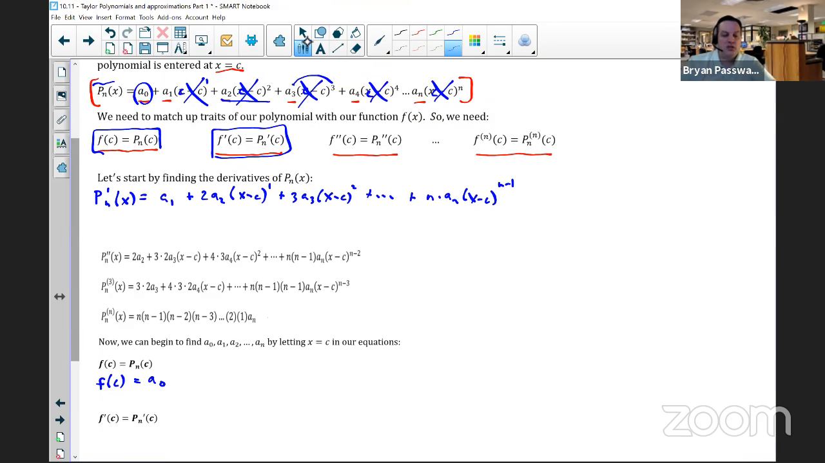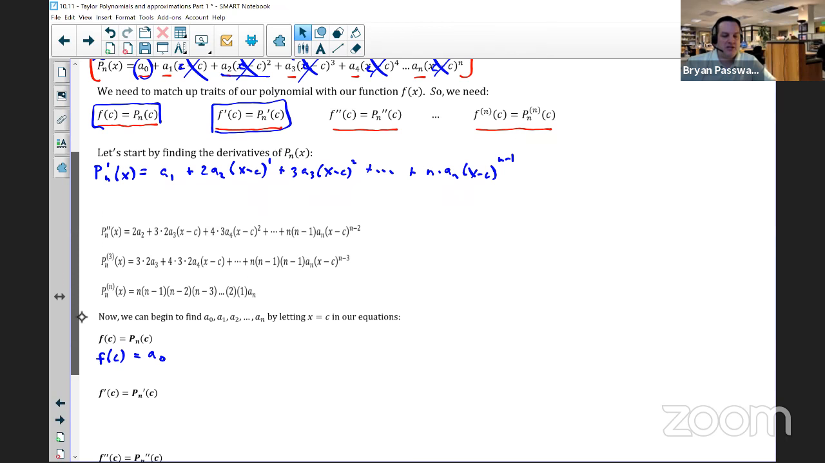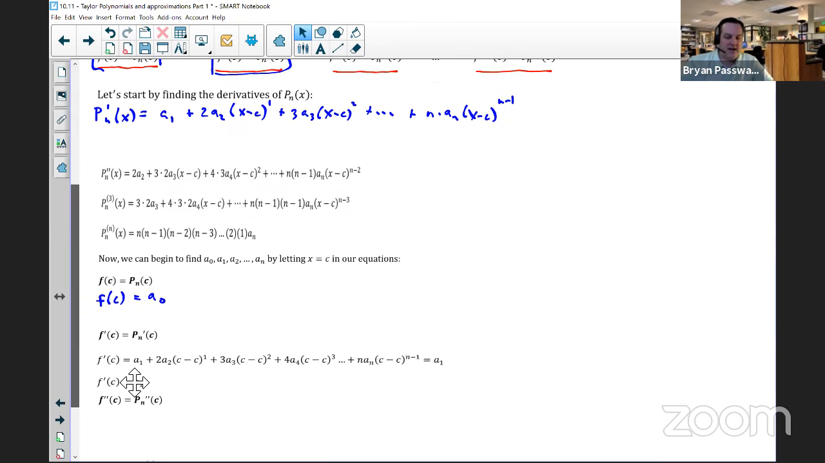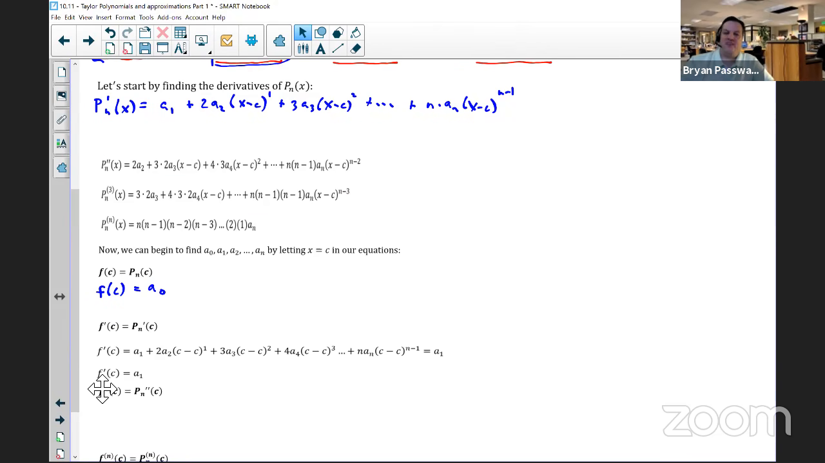And then we can continue this process by matching up their derivatives. If I want f prime of c to equal p prime of c, well, all I have to do is plug c into that derivative. If I plug c into the derivative, all those extra terms go away, right? If I plug in c there, they all go away, and all I have left is that first term a sub 1, which means that a sub 1 is f prime of c. And now we have a way to find a sub 1. It's just the derivative of f at c.